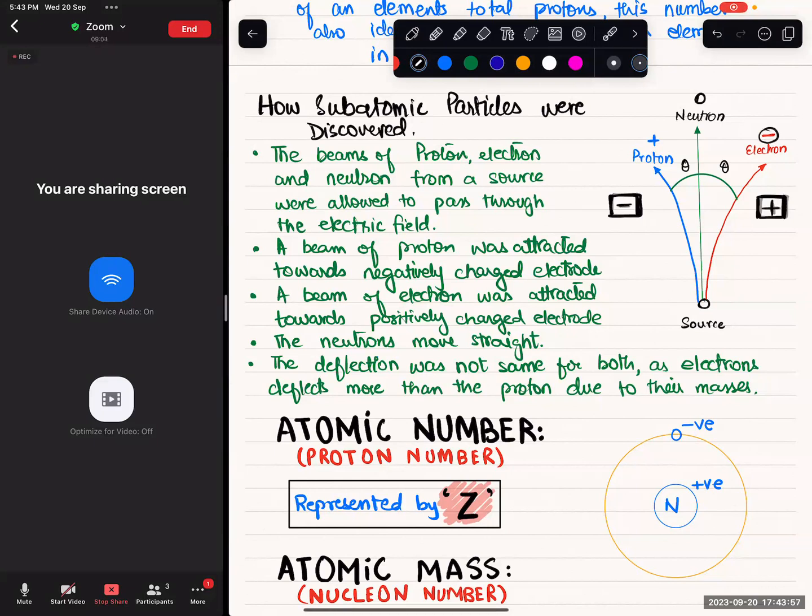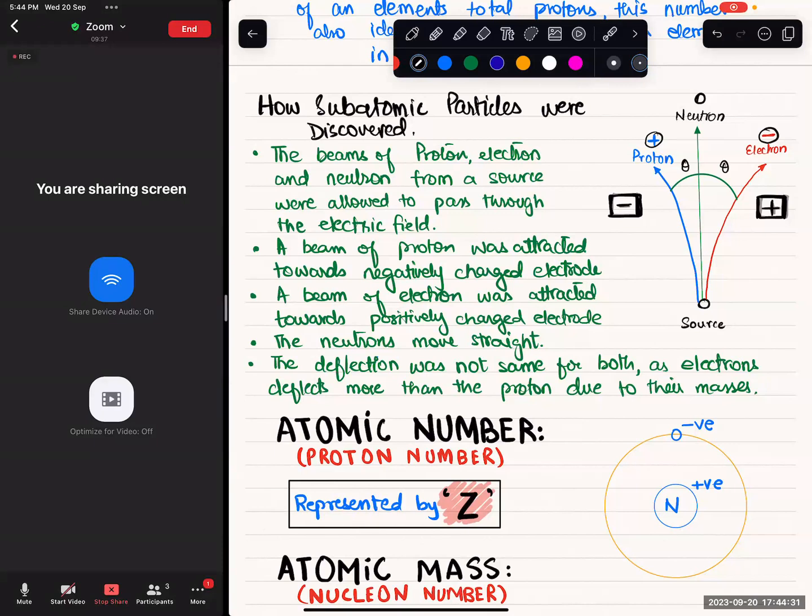The issue is not about same charges attracting each other, it's about opposite charges attracting each other. That's the reason why the proton is attracted by the negative electrode and the electron is attracted by the positive electrode. This is how the whole world works. All right, I believe you guys are understanding what I'm trying to say. We're still talking about the chemistry of the subatomic particles.